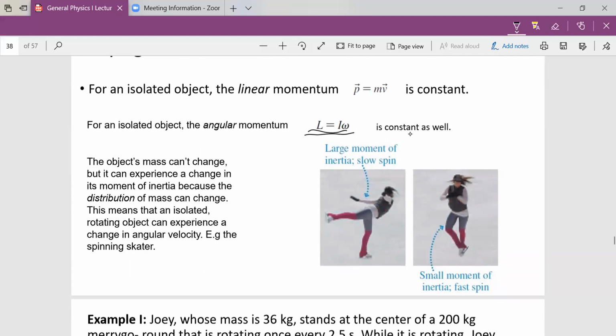So if we see the example of the spinning skater, the larger moment of inertia, with the mass spreading out from its focal point, brought about a low spin. But when the skater brought everything to a point, it had a small moment of inertia, and it achieved a faster spin or speed. So this is exactly what should govern our idea in solving problems.